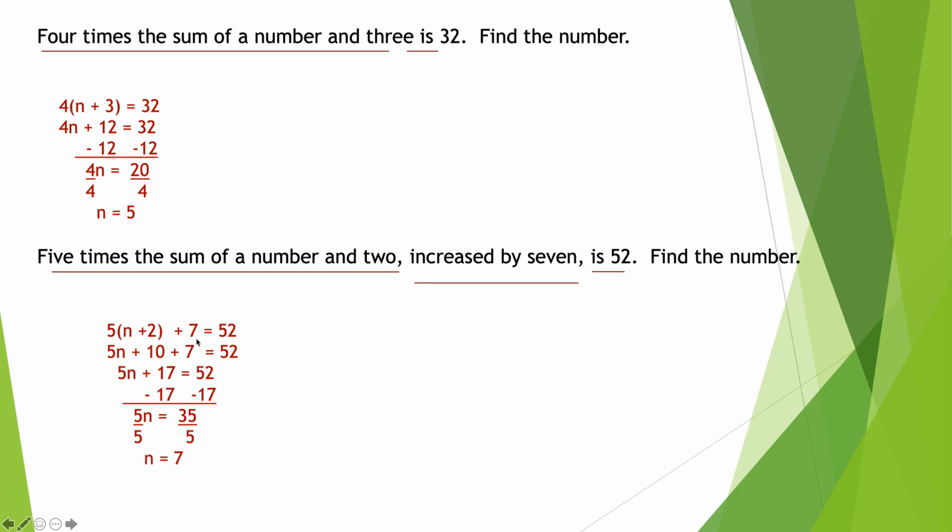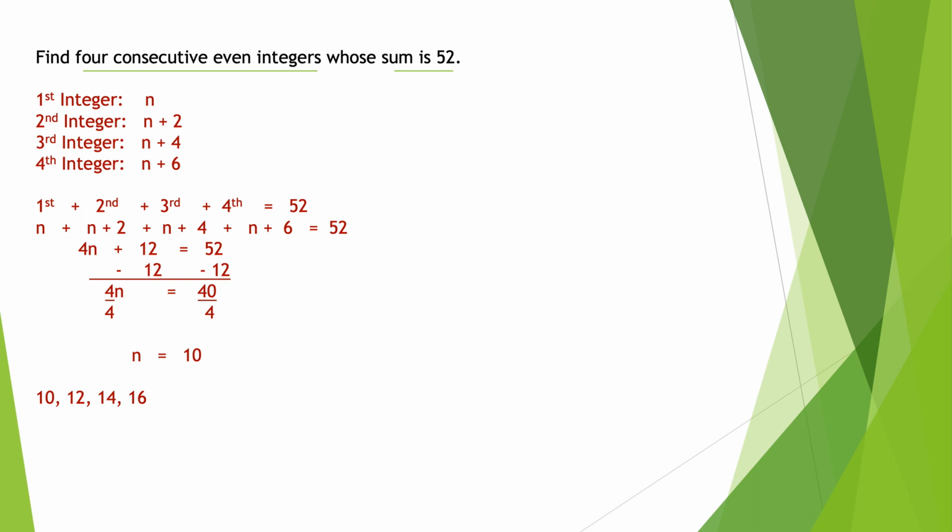Let's do a same side, same operation here to the 10 and the 7. Group those like terms. 5n plus 17 is 52. Subtract 17 from both sides. 5n is 35. Divide by 5. n is equal to 7. So there's your correct number as far as that goes. All right, let's go on to the next slide, and we'll work through this one together as we did the last time.